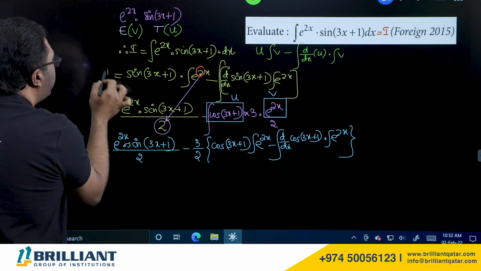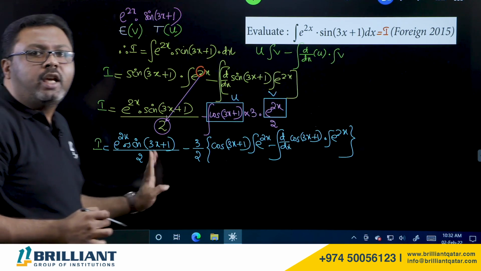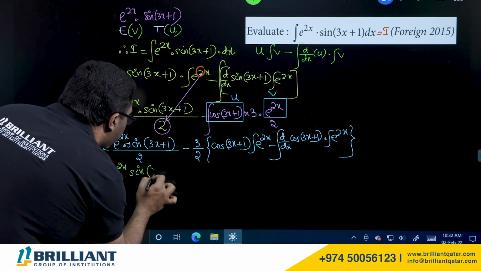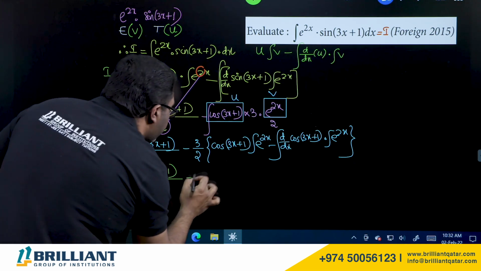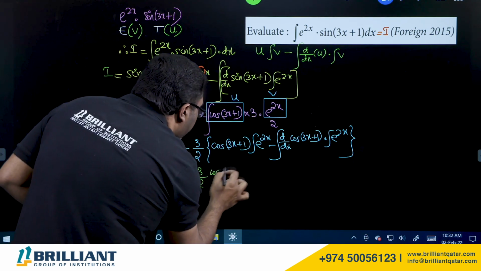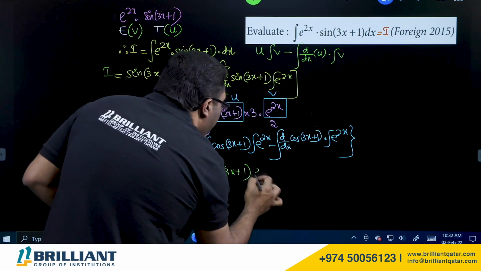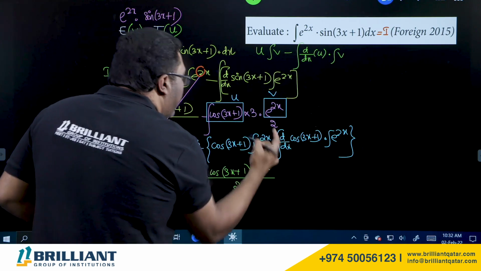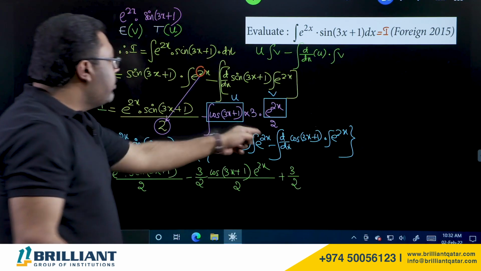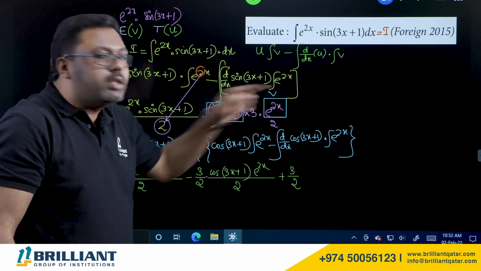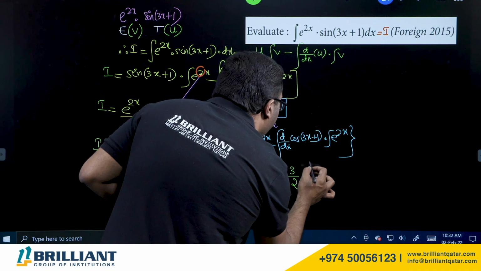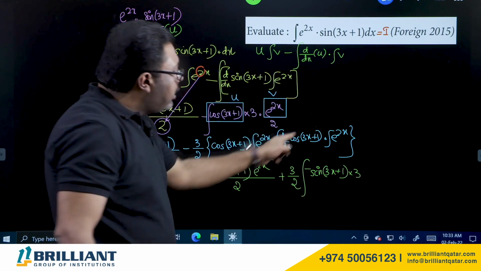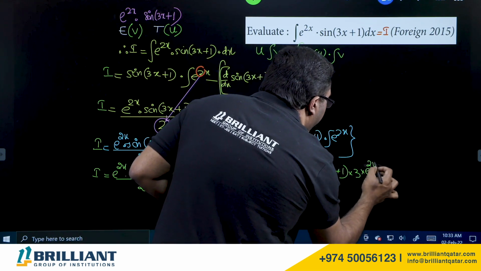Keep in mind, this is completely my I. So I is equal to e raised to 2x into sine of 3x plus 1 divided by 2 minus 3 by 2 into cos of 3x plus 1 into e raised to 2x divided by 2. Integral of e raised to 2x is e raised to 2x divided by 2. Then minus and minus is plus 3 by 2. And what is the derivative of cos 3x plus 1? This is going to be the integral of negative sine 3x plus 1 multiplied with 3 multiplied with e raised to 2x divided by 2.